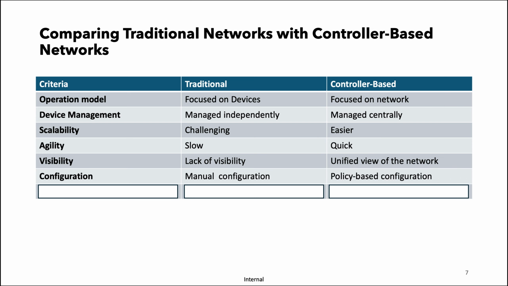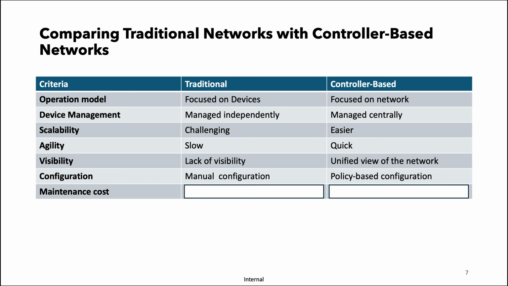Whereas in controller-based network, you can apply it as policies. SDN, for example, uses policy-based configuration where network policies are defined centrally and applied network wide. So, policies can be based on factors such as traffic patterns, application requirements, and security needs. Overall, controller-based network offers numerous advantages over traditional network.